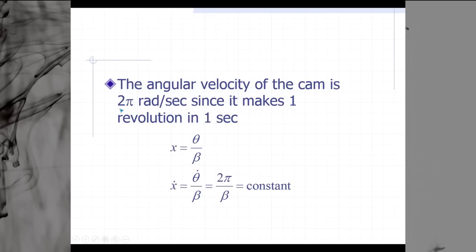An entire rotation is 2 pi. Therefore, our angular velocity is 2 pi over 1 second, or just 2 pi radians per second. So x being theta over beta normally, our x dot is going to be theta dot over beta, where theta dot is our 2 pi radians per second. So we have 2 pi over beta for x dot. Notice this is a constant, 2 pi over beta, where our beta for this first segment is again equal to 30 degrees.